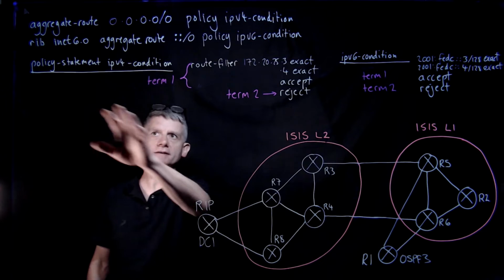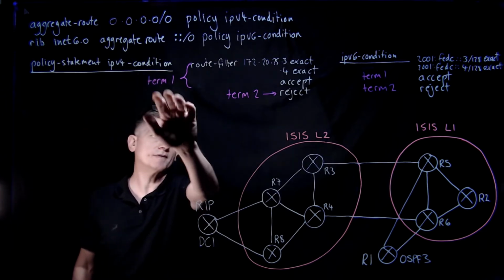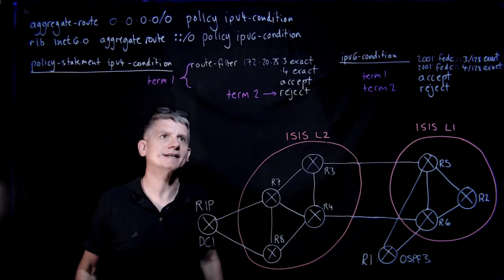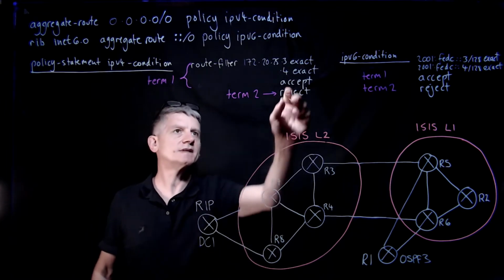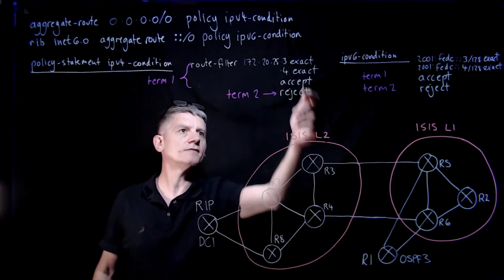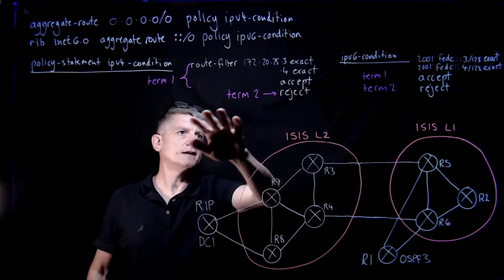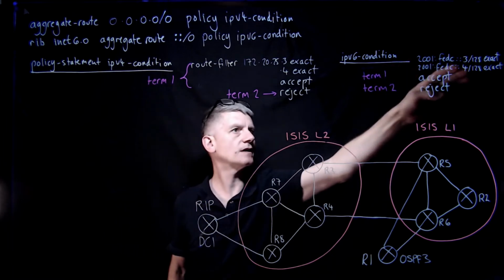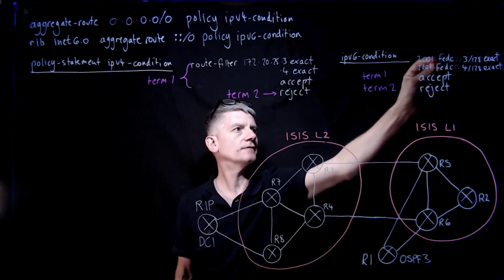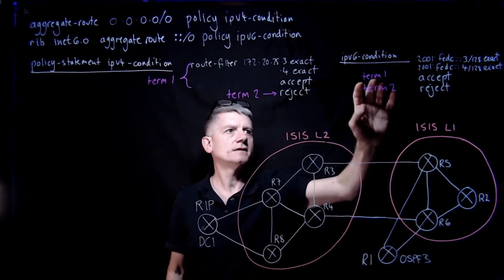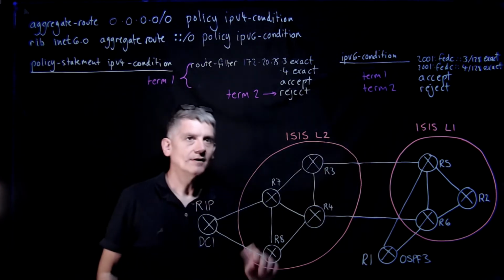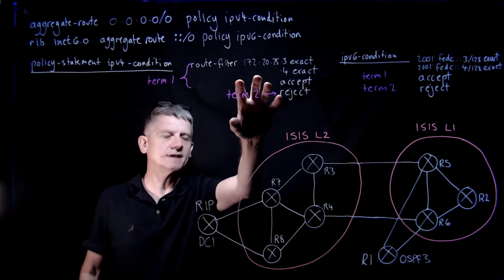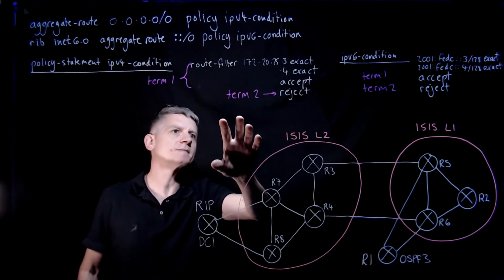So these are standard policy statements. We've called them IPv4 condition, IPv6 condition, two terms in each. The first term specifically grabs the loopbacks on R3 and R4 and accepts it. And then the second term in each policy rejects. Obviously, this one is grabbing the IP version 6 route for the loopback, accepting it. Second term rejects.